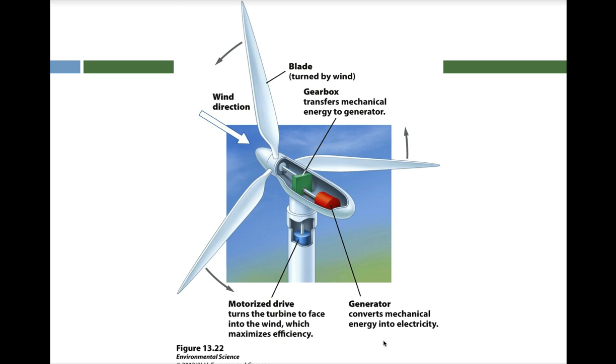Now the gearbox is what transfers the mechanical energy from the spinning blades to the generator, and then the generator converts the mechanical energy into electricity. It's a pretty simple system when you think about it. Quite effective at generating electricity.